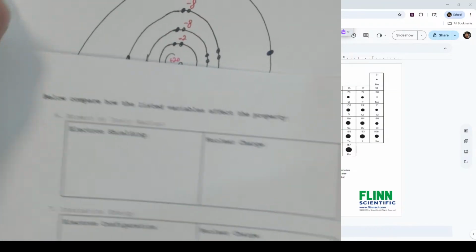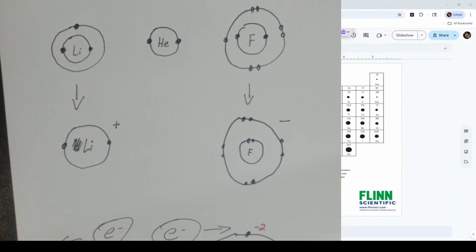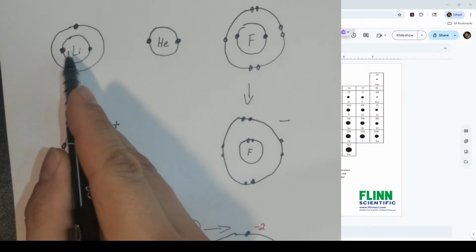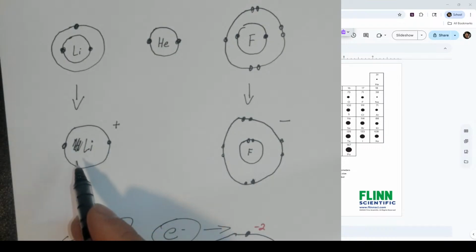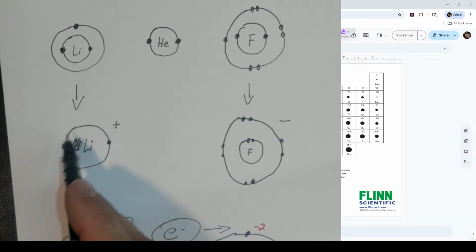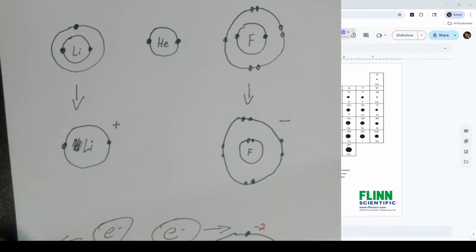So if you look at lithium, the shielding is only coming from these inner 2 electrons. Once I form an ion, I don't have any inner rings of electrons. I just have a ring of electrons.